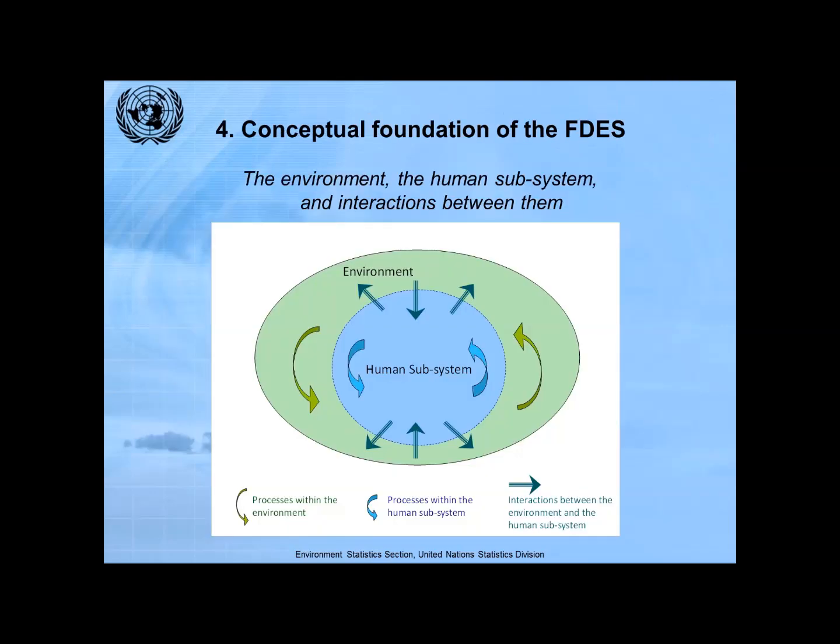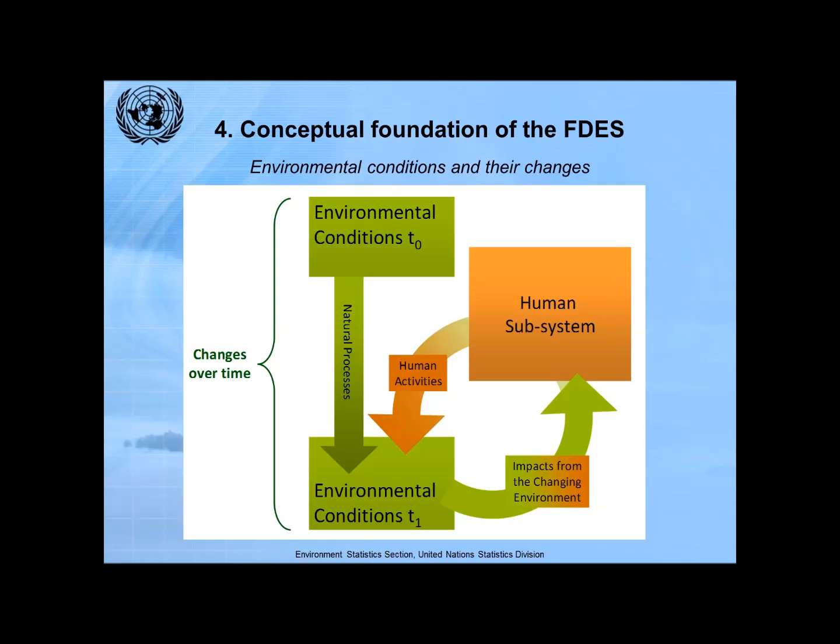So this is what I was saying earlier. This is just a picture form of the relationship between the environment, the human subsystem, and the interactions between them. So the light green arrows show the processes within the environment, and the blue arrow shows the processes within the human subsystem, and the dark green arrows show the interactions between the environment and the human subsystem. And this just gives you the conceptual foundation of the FDS, where we look at environmental conditions and their changes, and it shows how the human subsystem is impacted by changes in environmental conditions, and how the human subsystem contributes to changing environmental subsystems.